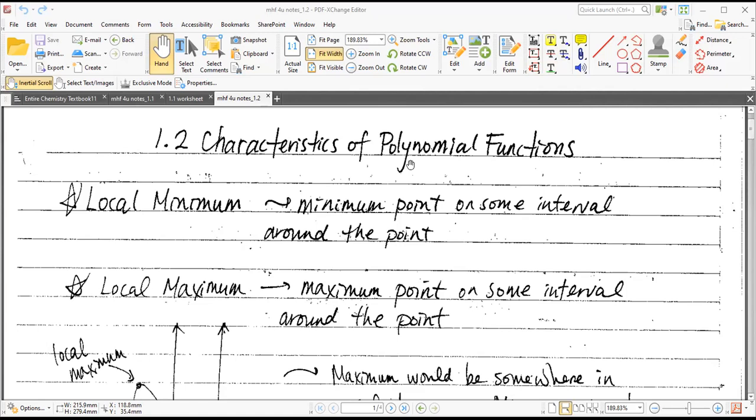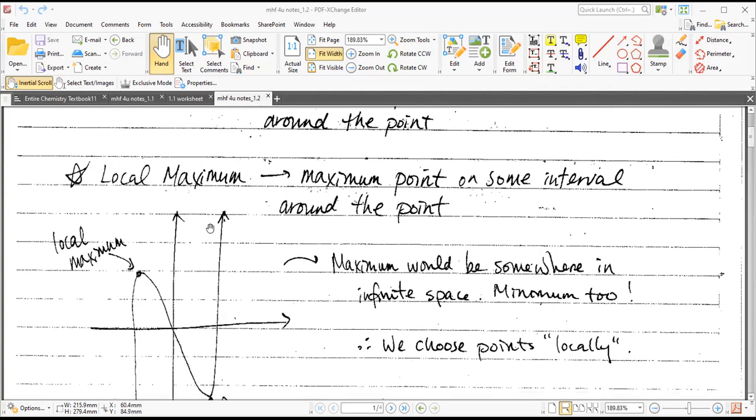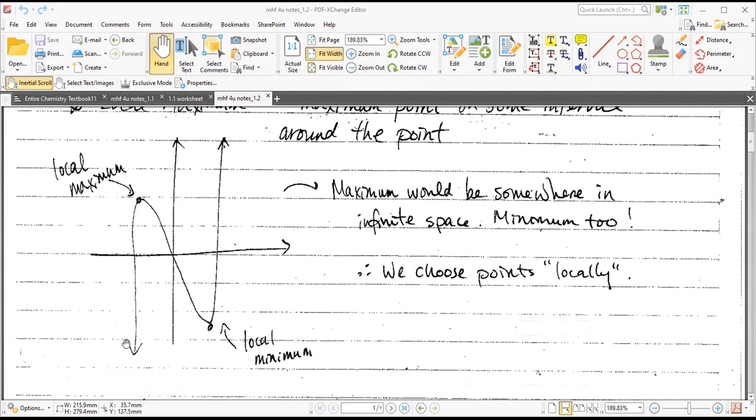So we want to do the characteristics of polynomial functions. As you see in this picture, this is the graph of a polynomial. We have a local maximum point. This point is the highest point with respect to the neighboring points. And this point is a local minimum. Again, this is the lowest point compared to the neighboring points.